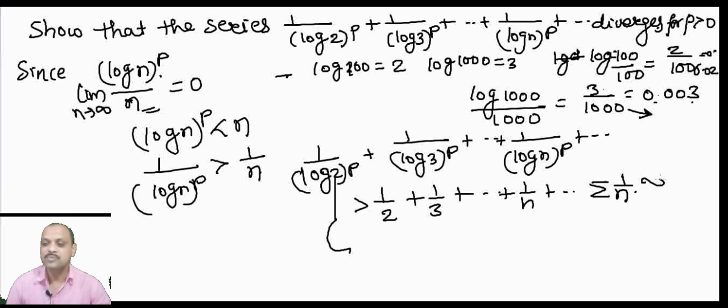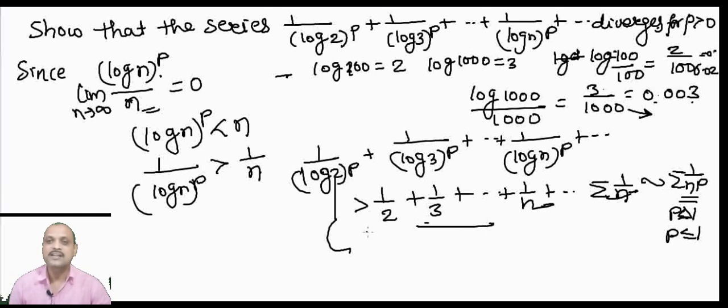If we compare it with the series 1 divided by n raised to p, we have seen that this series converges for p greater than 1 and diverges for p less than or equal to 1. Here p is equal to 1, and hence this comparison series is divergent. So the given series is greater than the divergent series.